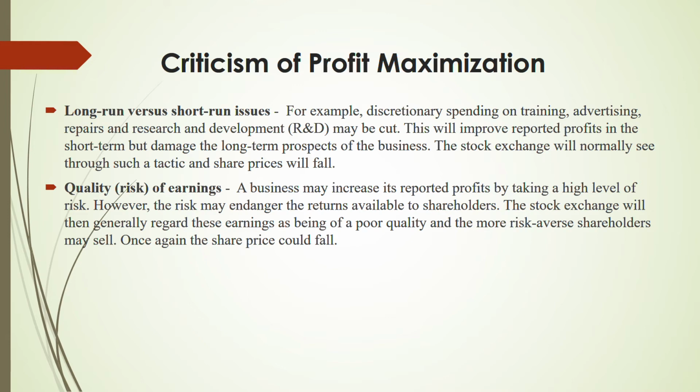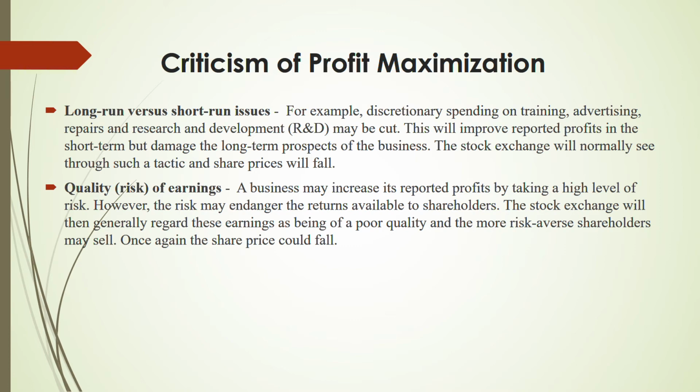If you're increasing the profit and risk is also high, then it is considered that those earnings are of a poor quality. Shareholders who are risk averse, meaning they don't want to take risk, what will they do? They will sell their shares. Why will they sell their shares? Because of the high risk they are having.